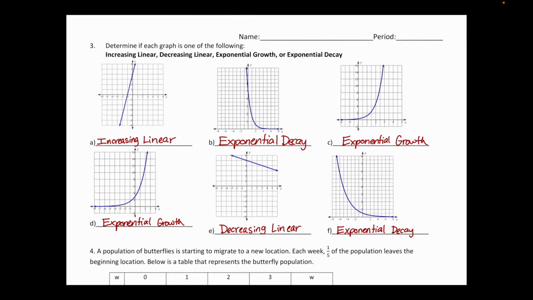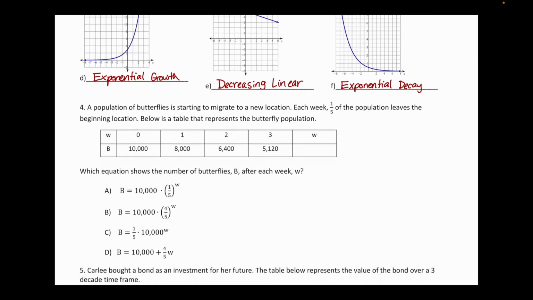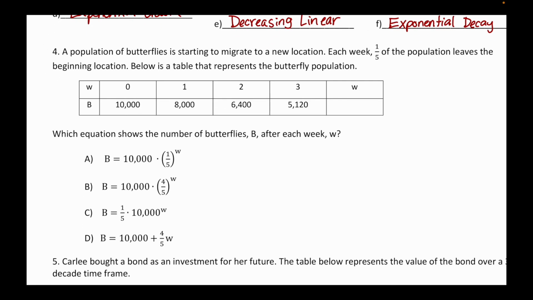Okay, and that is all of question 3. So let's look now at question 4. We have a population of butterflies that is starting to migrate to a new location. Each week, 1/5 of the population leaves the beginning location. Below is a table that represents the population. Which equation shows the number of butterflies B after each week W? They're giving us a table and they just want us to identify which one here matches up.